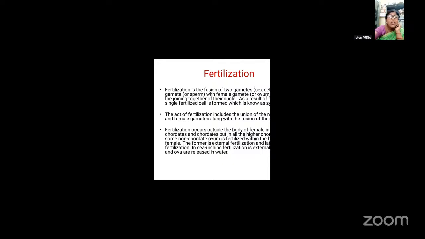So the act of fertilization includes the union of the nuclei of both male and female gametes along with the fusion of their cytoplasm. So fertilization involves the fusion or union of both the nucleus as well as the cytoplasm. First the nuclei, followed by the fusion of the cytoplasm has to take place. Then only the union will be complete, or you can say the fertilization will be complete, and it will result in the formation of the egg or the zygote.